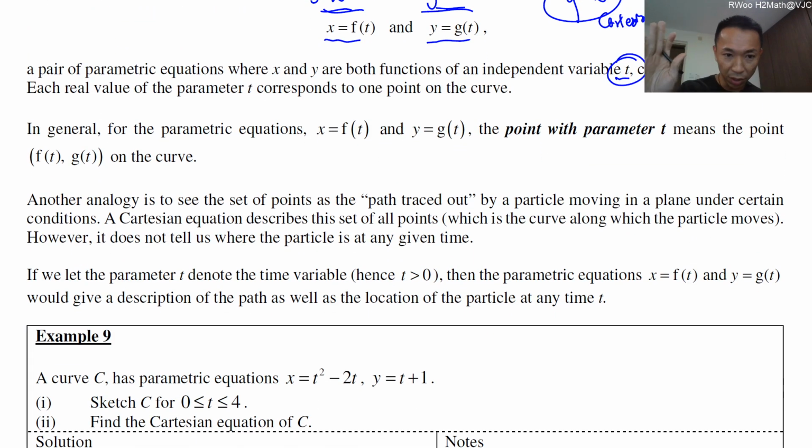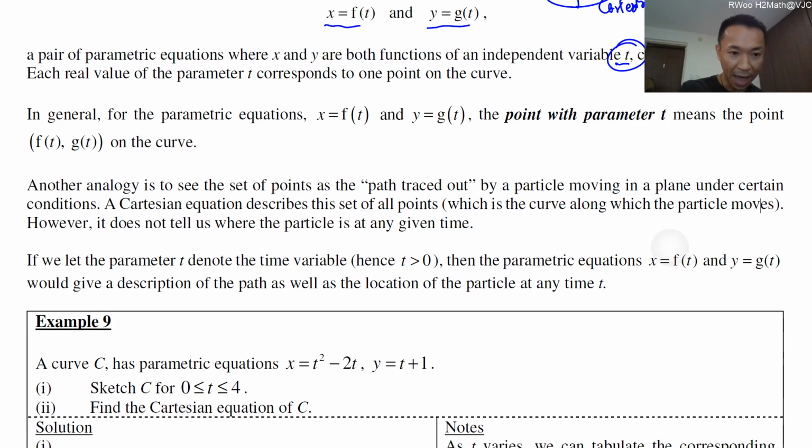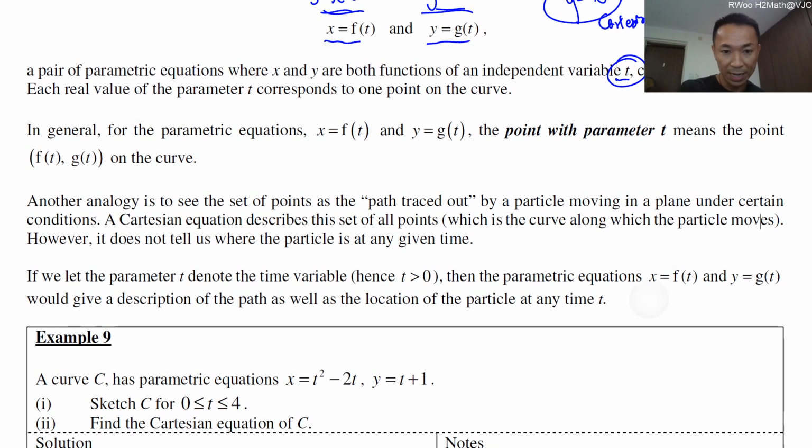All these are words you can read on your own, all right? And we will go through example 9 in a bit.